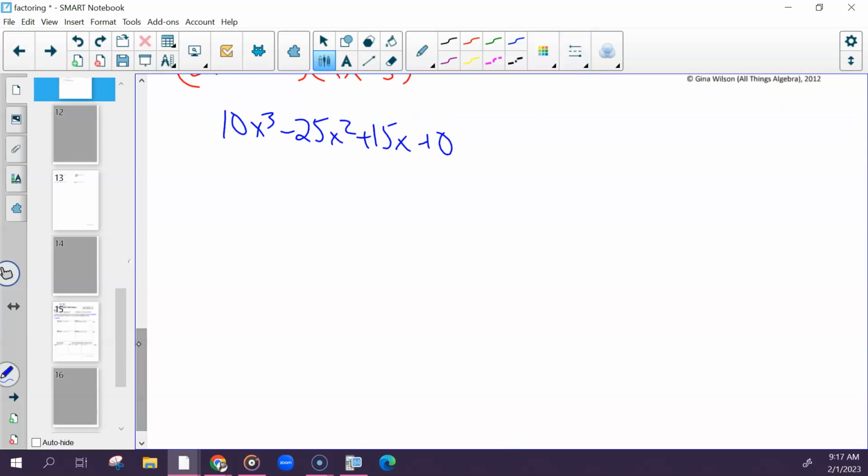If you don't have space to write this on here, flip it over. On the back of that page, write this problem. And let's do it again.